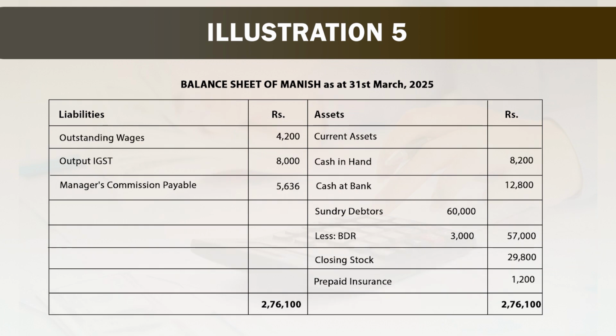Then we will deal with the current assets: cash in hand 8,200, cash at bank 12,800, sundry debtors 60,000. We have provided BDR on it, 3,000 rupees to be deducted from it. So, 57,000 rupees is the net balance. Then we are having closing stock 29,800 and prepaid insurance 1,200. So, total comes to 2,76,100 rupees.